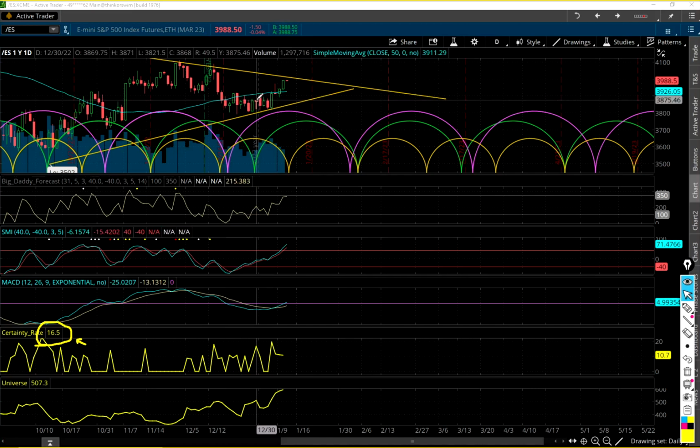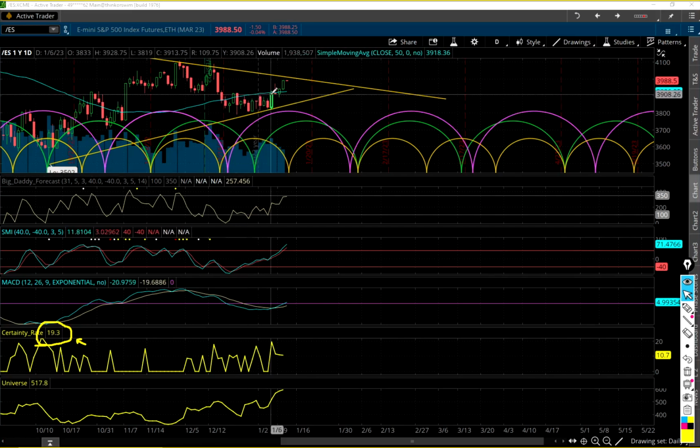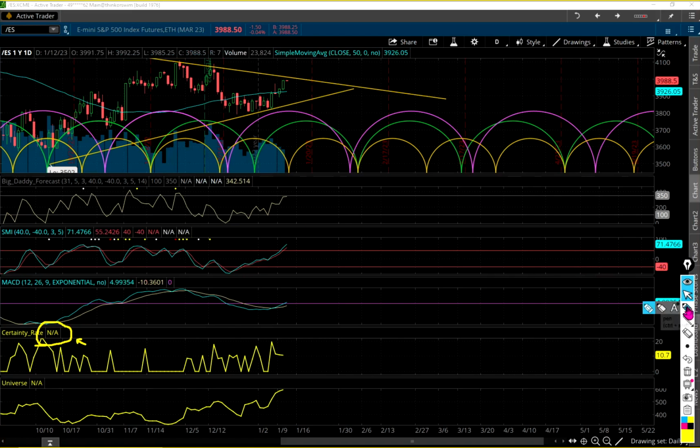So did I make a trade because I saw that we had 16.5? No, I didn't make a trade just because the certainty rate told me 16.5. Why? Because chop is still going along, and we're below the 50-day moving average. This blue line is the 50-day moving average.